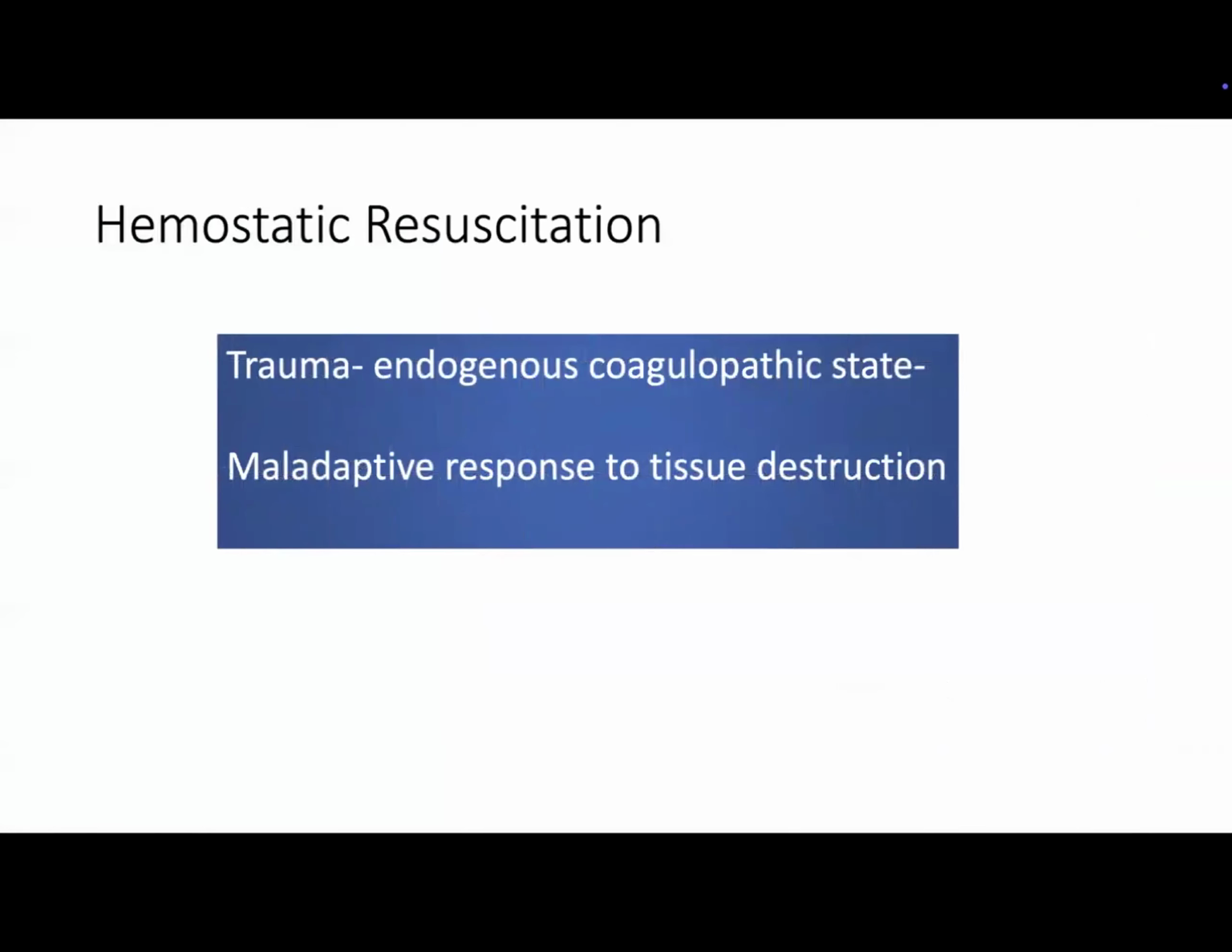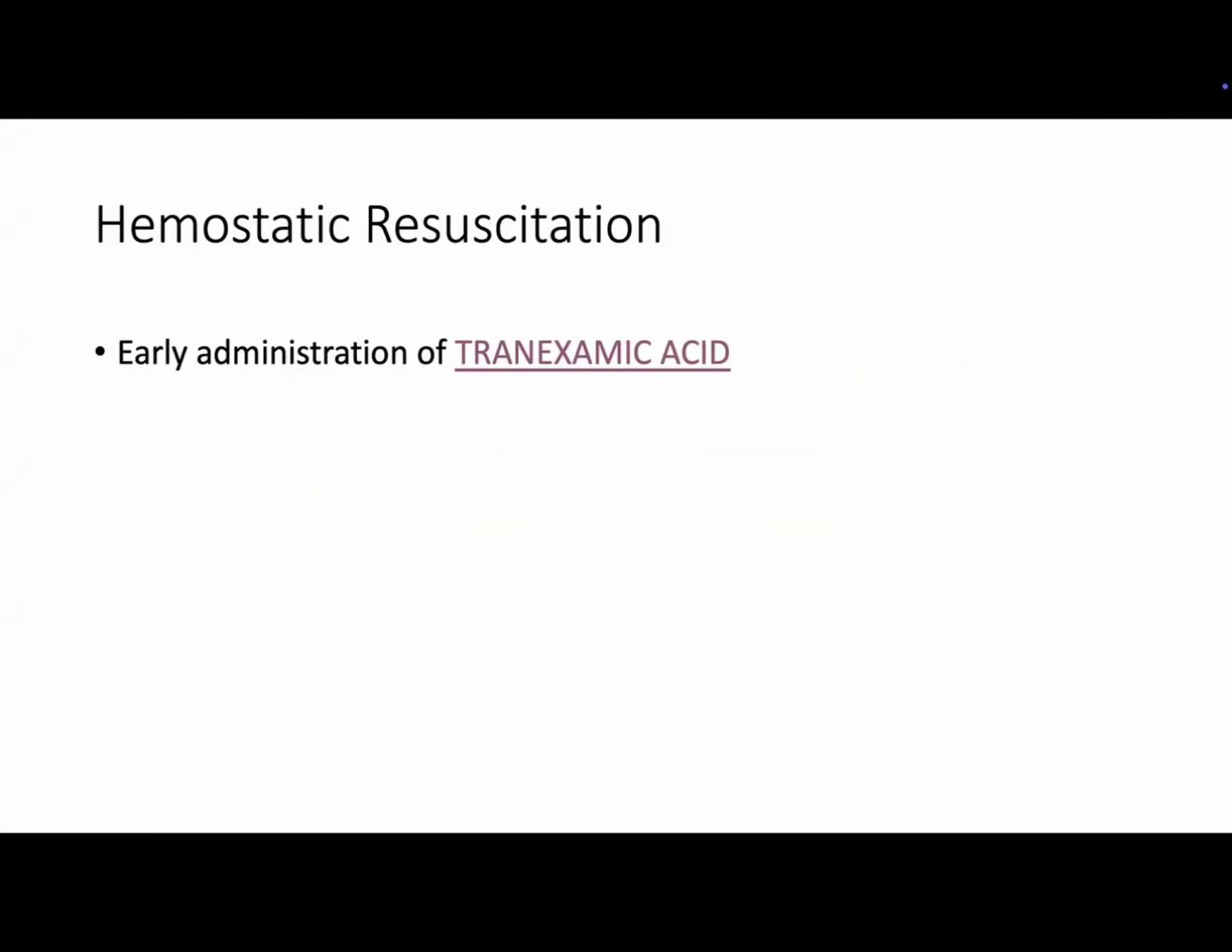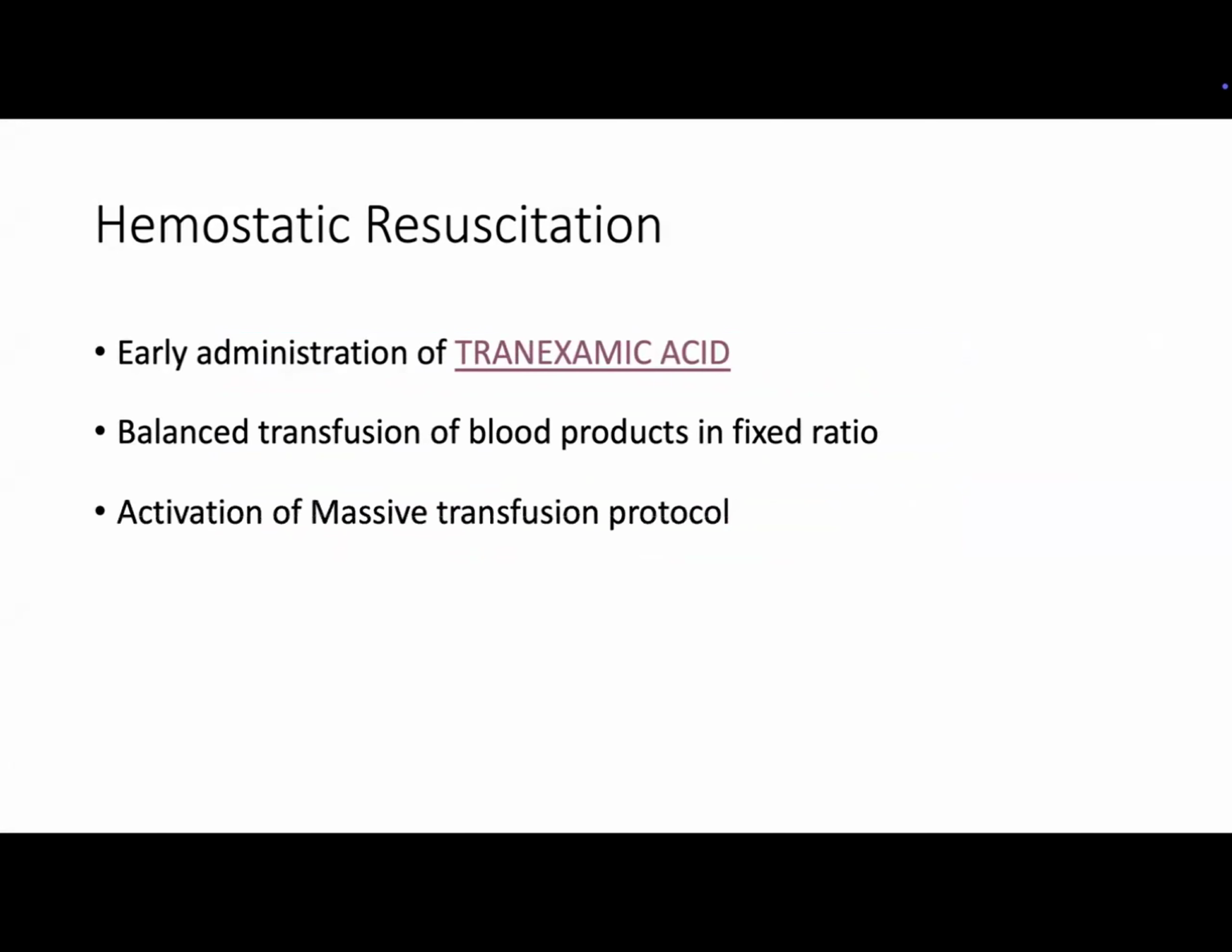So coming to hemostatic resuscitation, as I told previously, trauma causes maladaptive response to tissue destruction, leading to an endogenous coagulopathic state. So the trauma itself can cause consumptive coagulopathy. So what are the components of hemostatic resuscitation? Early administration of tranexamic acid, balanced transfusion of blood products in fixed ratio, and activation of MTP, massive transfusion protocol. These are the 3 components.